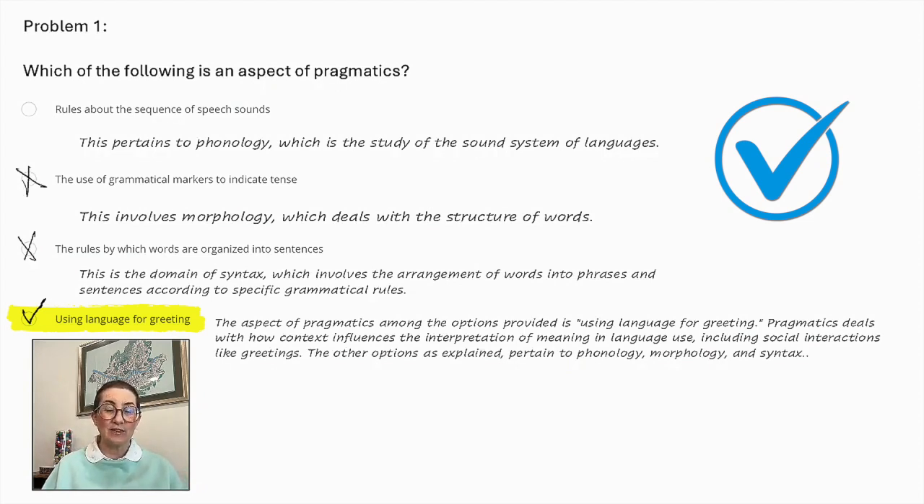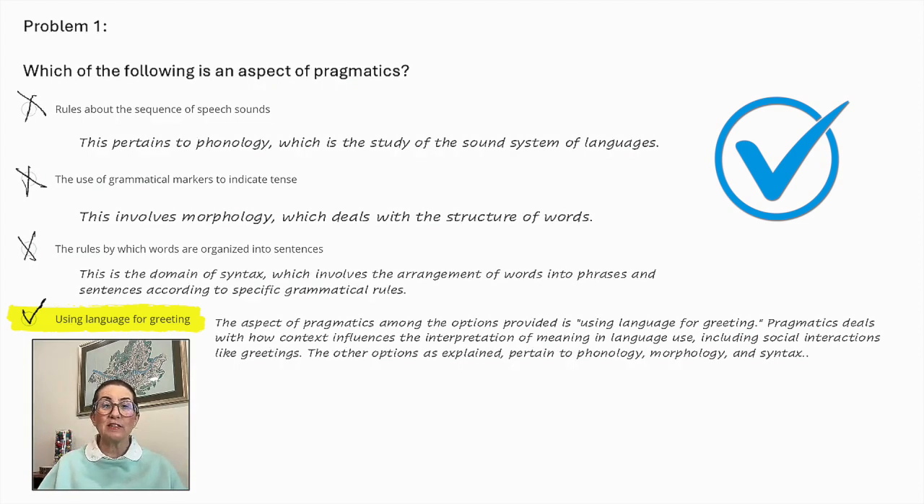Rules about sequence of speech sounds. This pertains to phonology, which is the study of the sound system of languages. Phonology covers how sounds are organized and used in specific languages, including rules about what sounds can appear in combination and the structure of syllables. And that is not the correct answer.